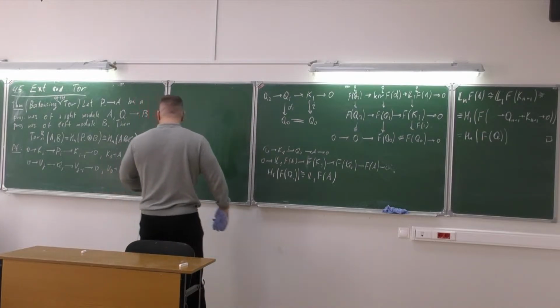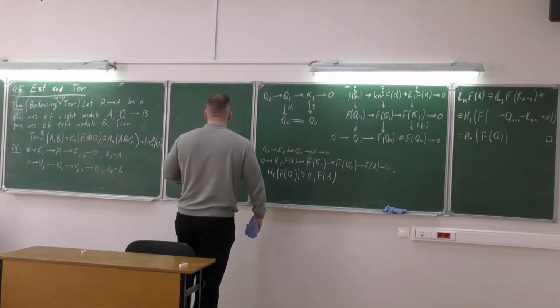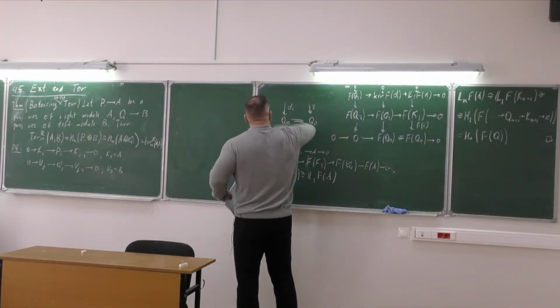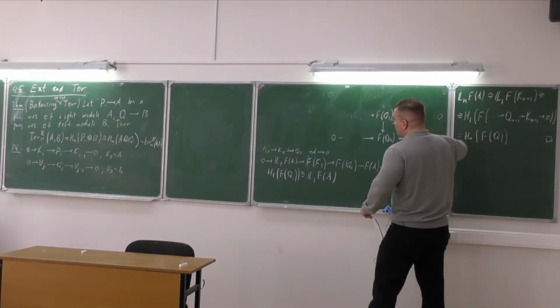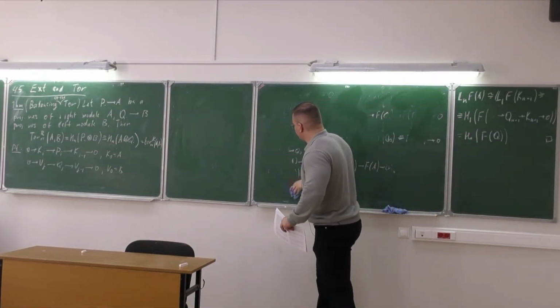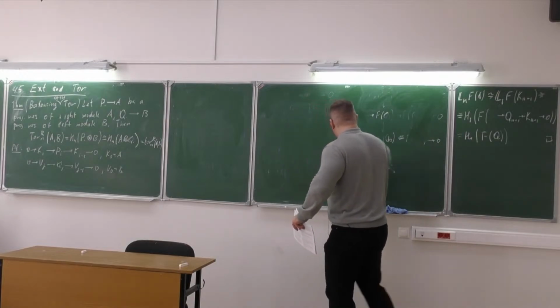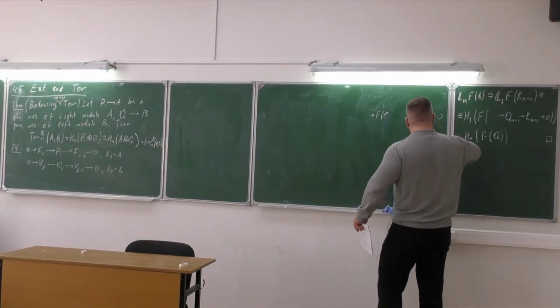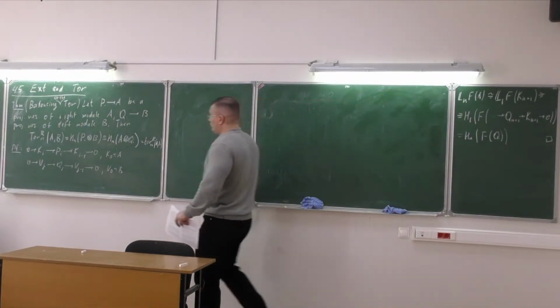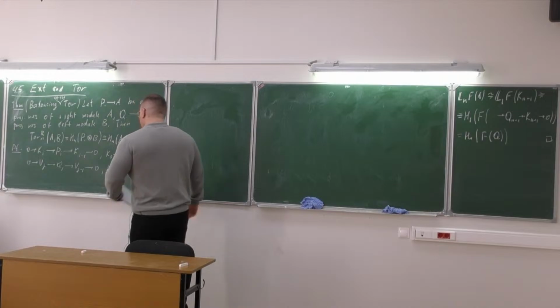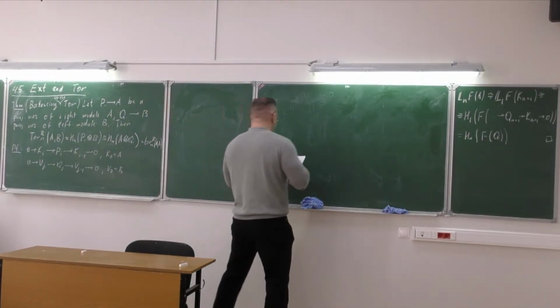Okay, so on the next step, I need to draw a large diagram. So I'm going to use this blackboard for the diagram and the previous blackboard for some computations. So I want to take these two short exact sequences and take a product of them.